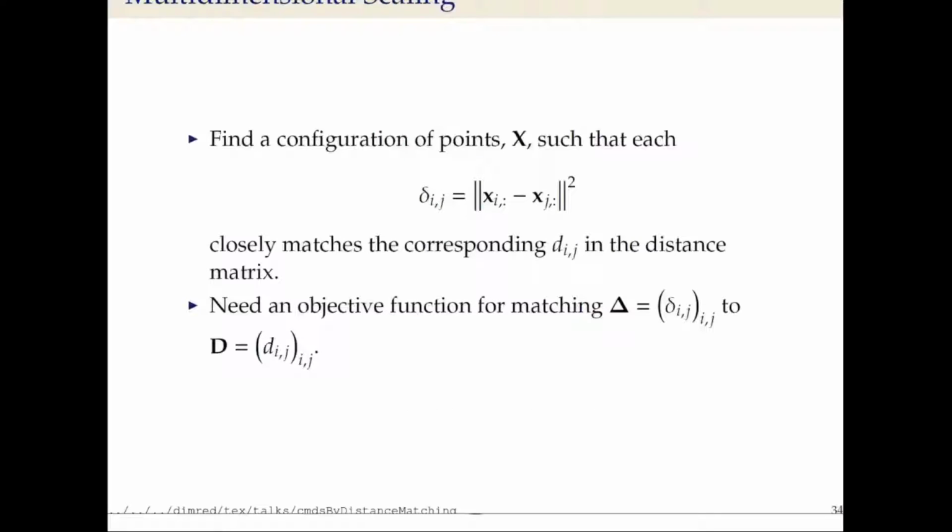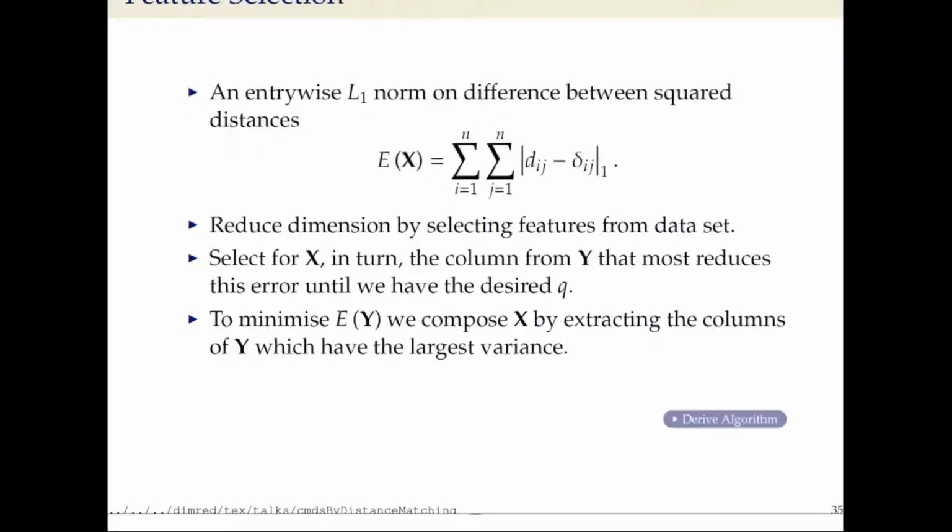So, find a configuration of points such that each distance in the latent space closely matches the corresponding distance in the data space. So delta is a distance in the latent space, square distance. So this is a very odd objective function.